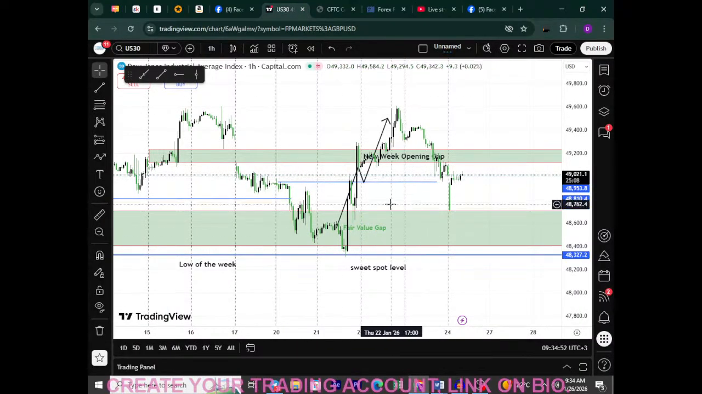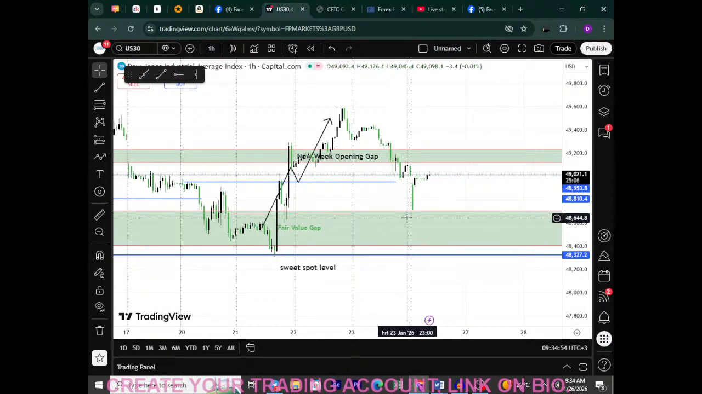So the reason why I advocate for US30 first is because US30 provides clean price action compared to other indices like US100. So when you do the back testing for US30, back testing for US100, back testing for US500, you'll find that US30 has very clean price action.